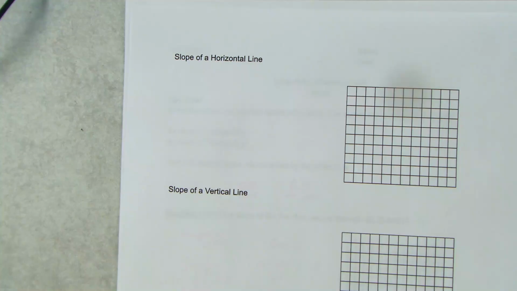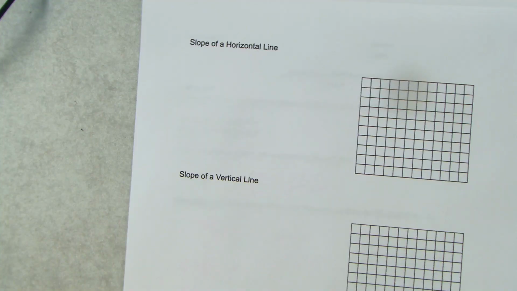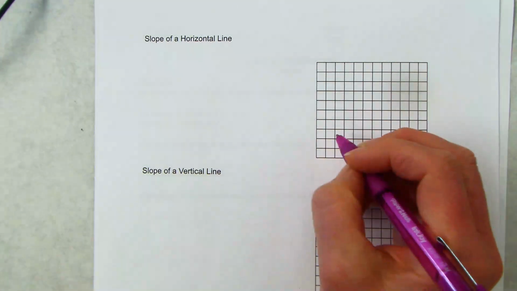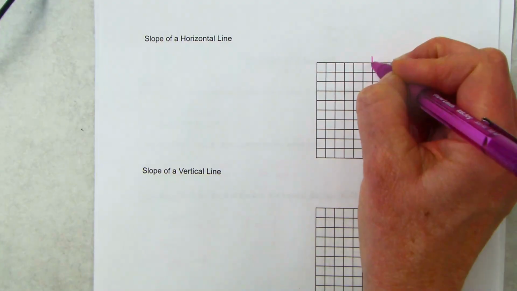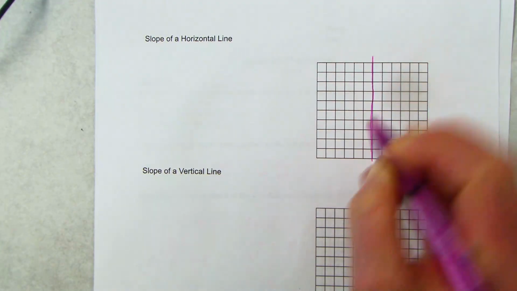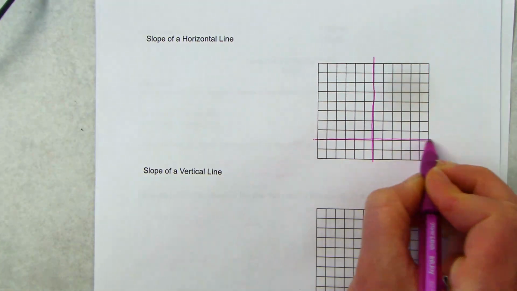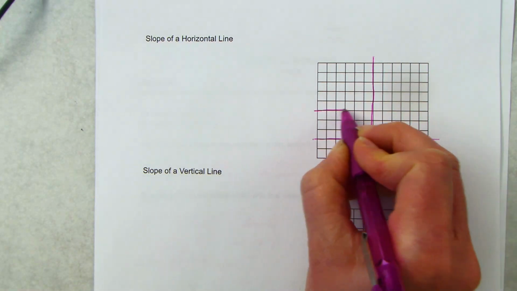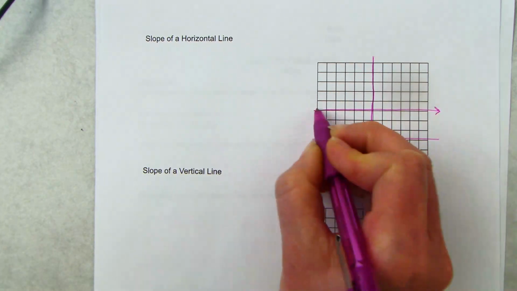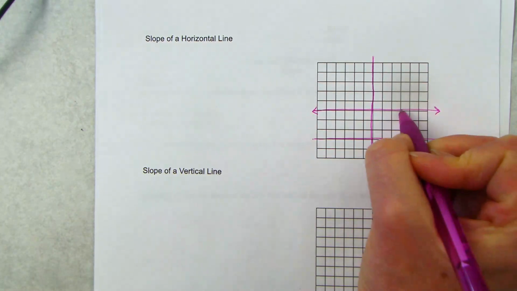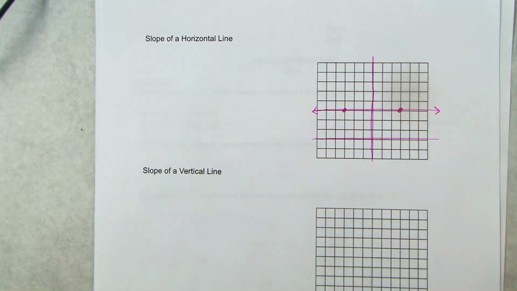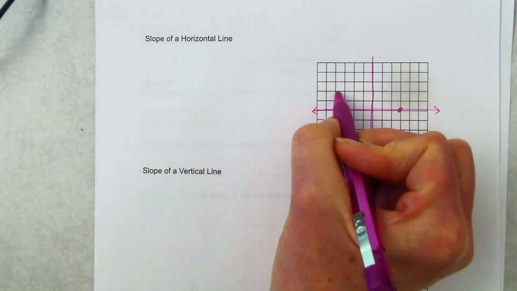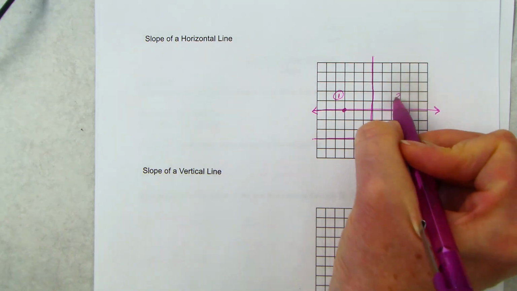And then the last part, we're finding the slope of a horizontal line. So let's just draw one. I'm going to make my axis here. And then I'll draw a line like that. Okay, so I've got a horizontal line, and I can pick any 2 points on there. Okay, and I need to label them. So this is going to be like my first point and my second point.